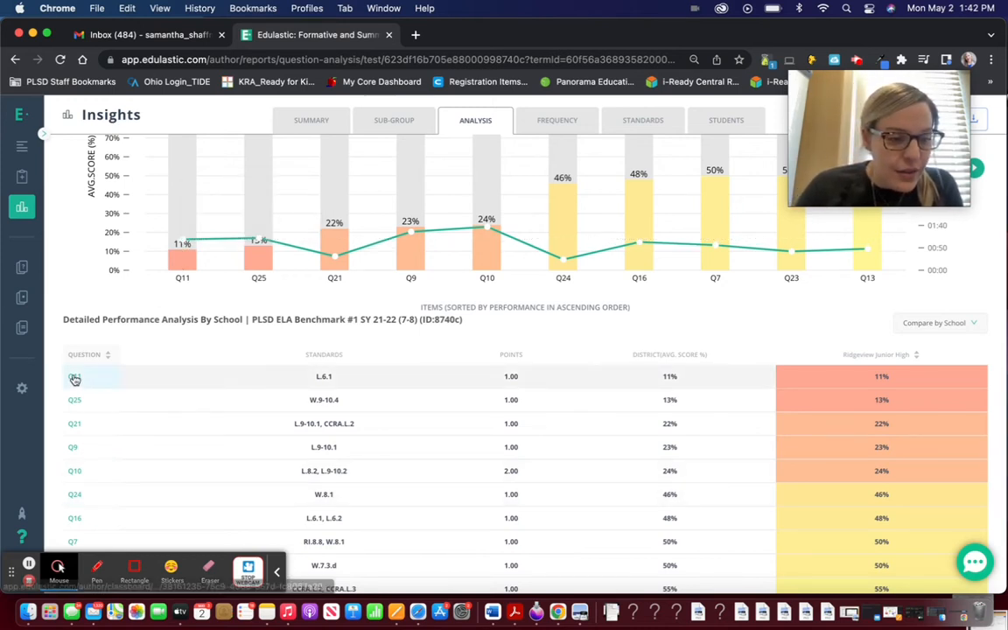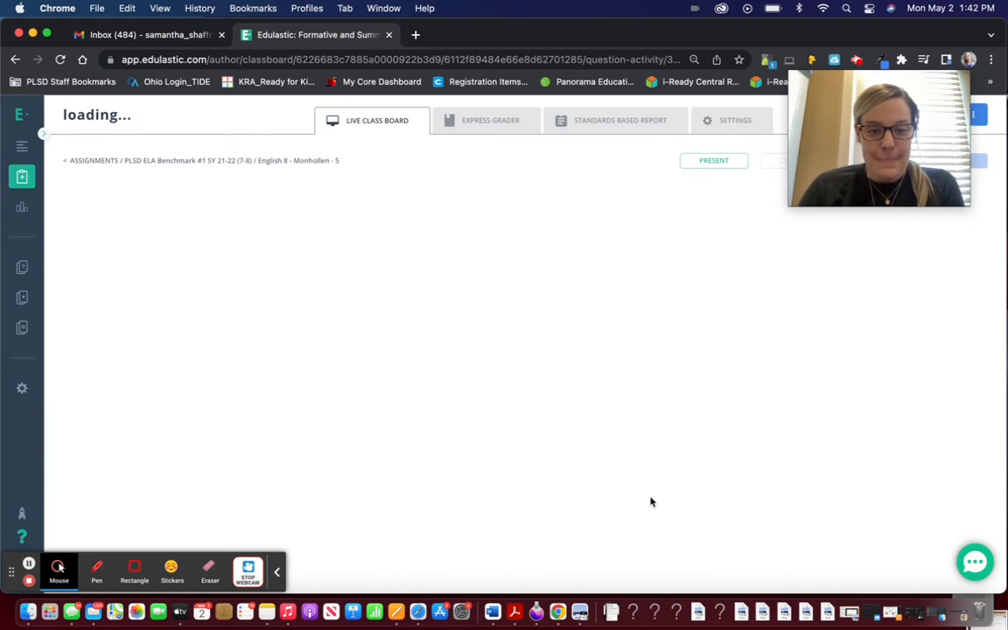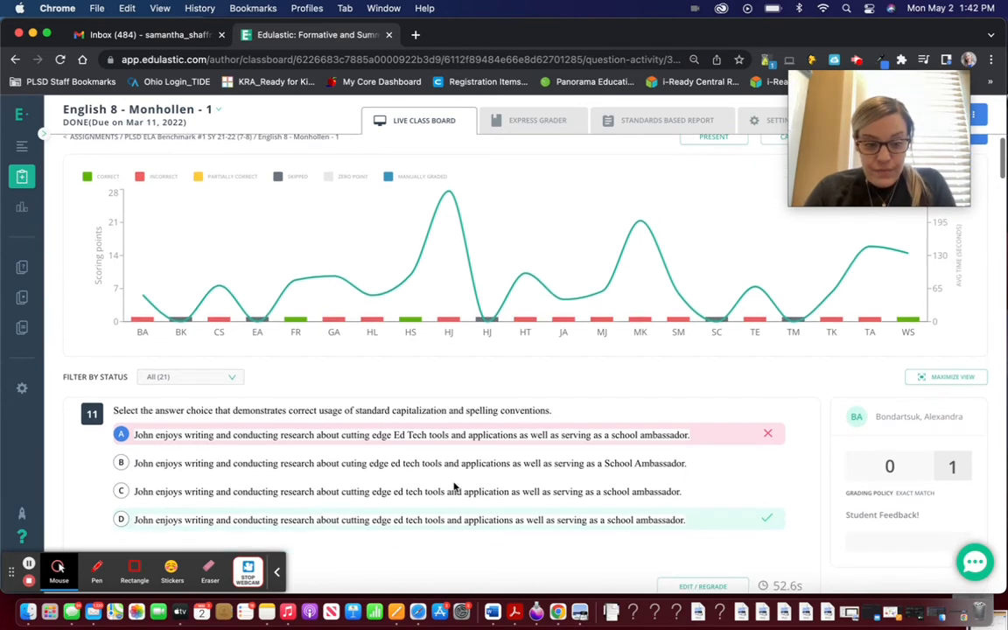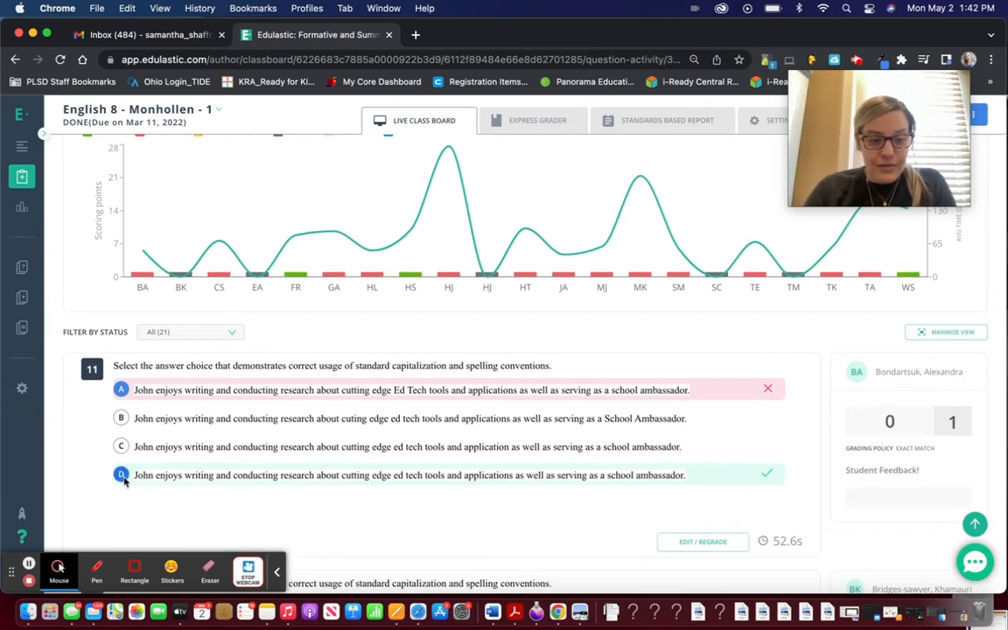So let's go ahead and look at the question, see what the problem was. Okay, select the answer choice that demonstrates correct usage of standard capitalization and spelling conventions. So the correct answer is down here. And, correct usage of standard caps and spelling, those are going to be things that we're going to be a little bit more tricky about because this is a DOK 1 recall item.